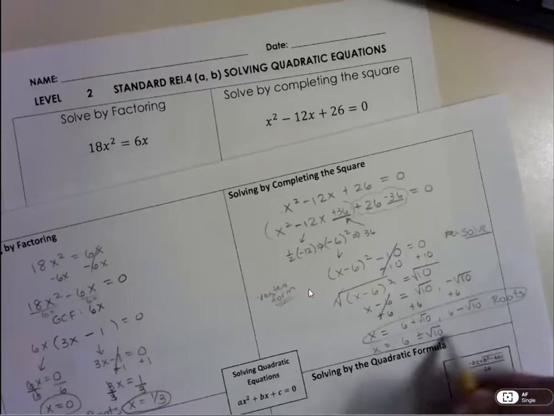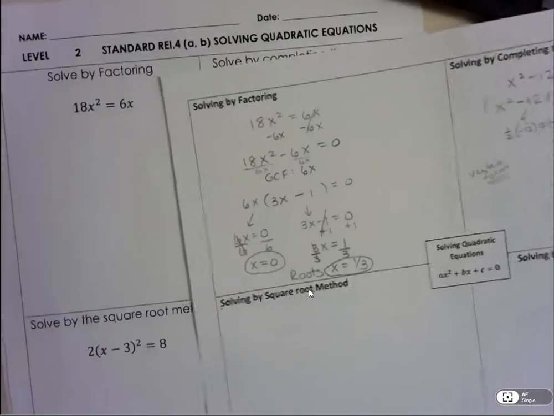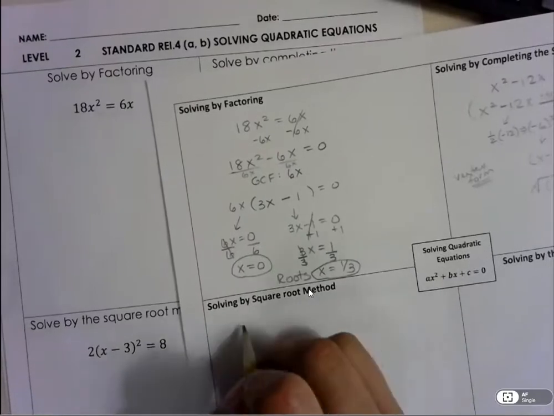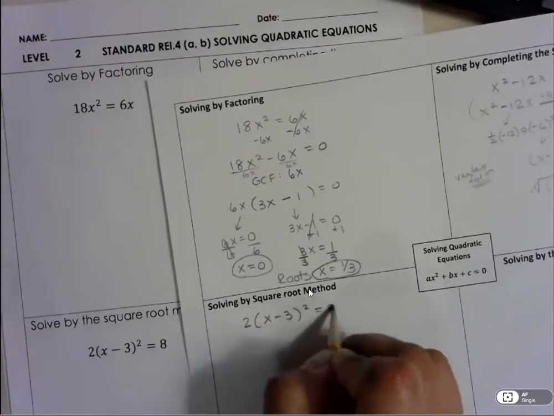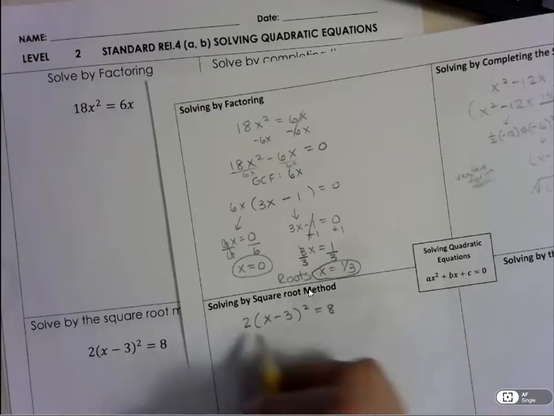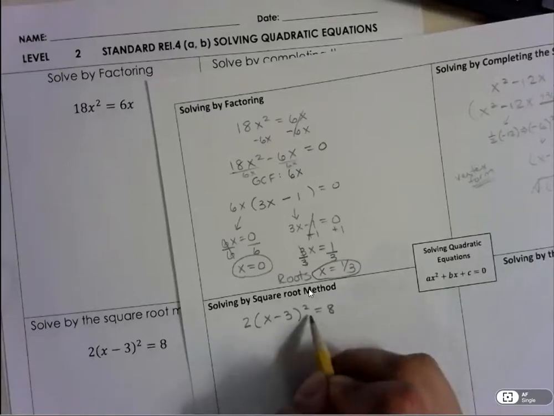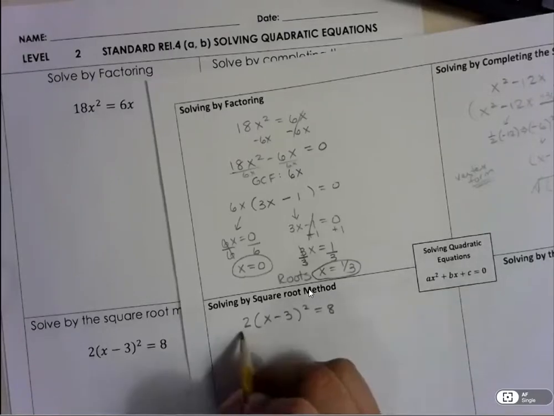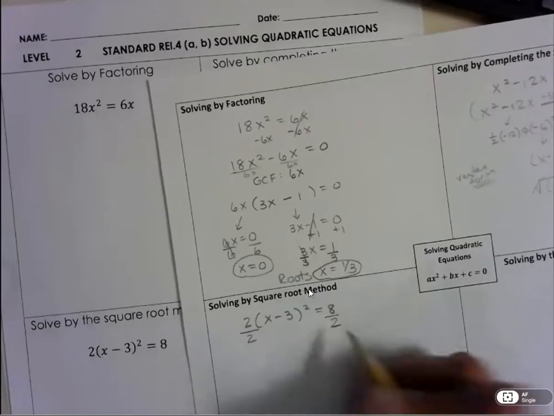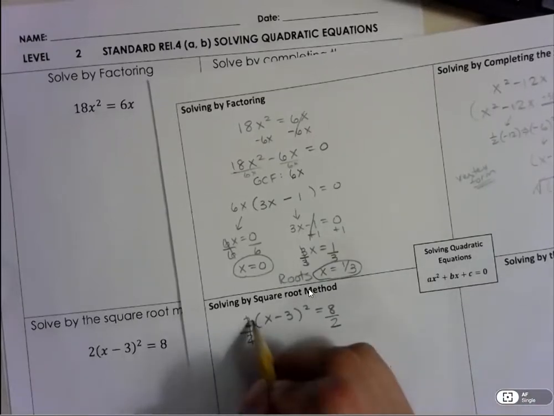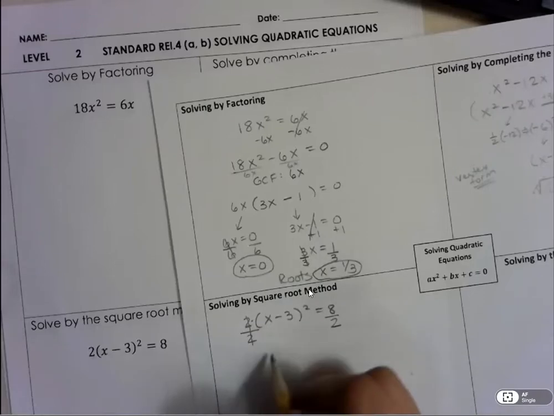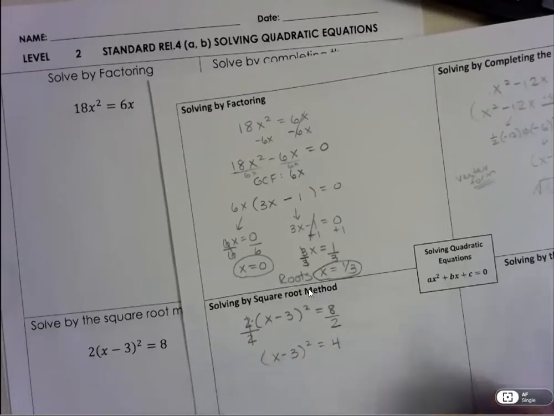And yes, this one too, whichever way you want to present the answer. Alright, solving by the square root method. There's nothing to add or subtract here, so you go straight for the number in front. Divide it out. This is implied multiplication right here. So we divide it out. We have x minus 3 quantity squared equals 4.